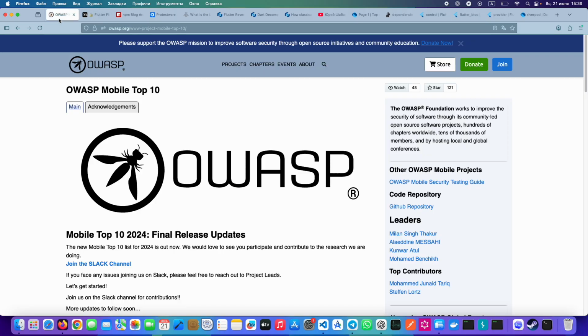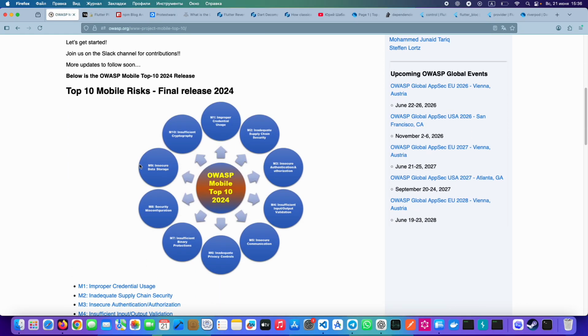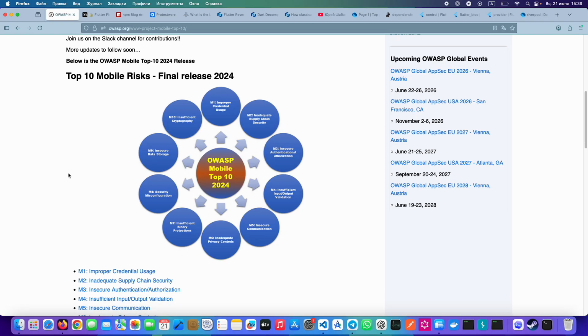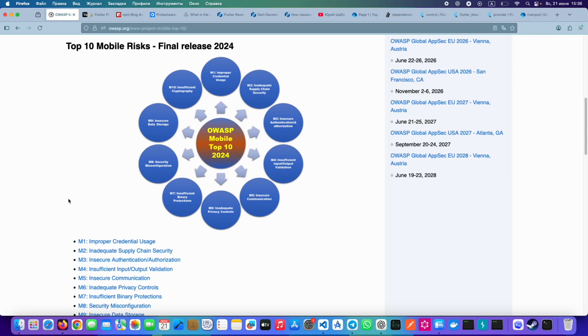So the first rule of OWASP says that you have to be aware of using specific kinds of third-party packages. If you're not aware of inadequate security in your team, it means that your application will be compromised in the future.